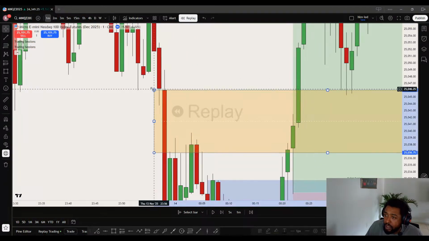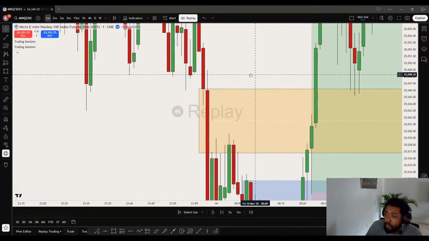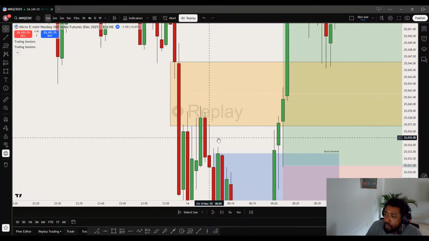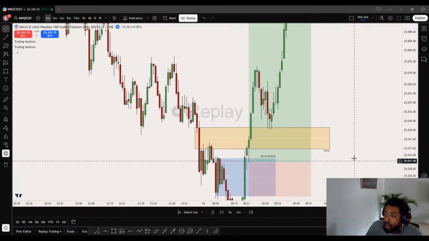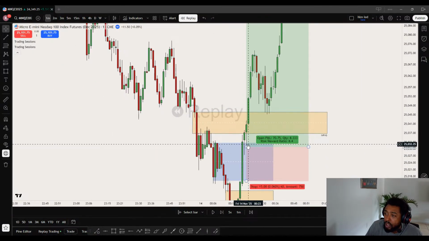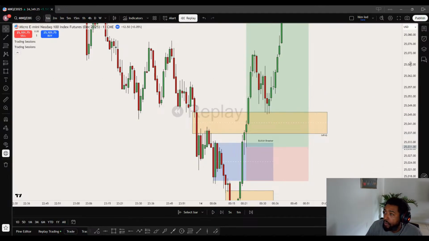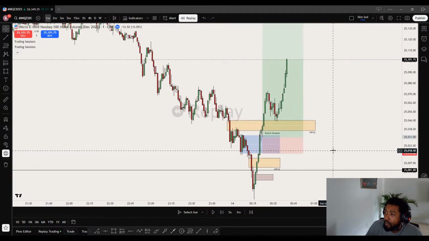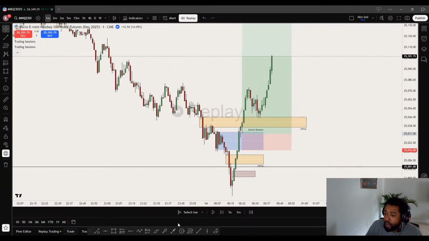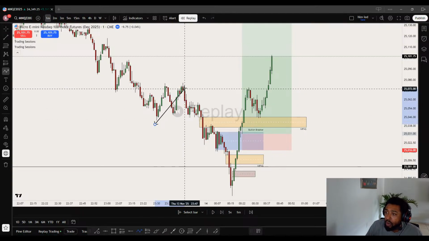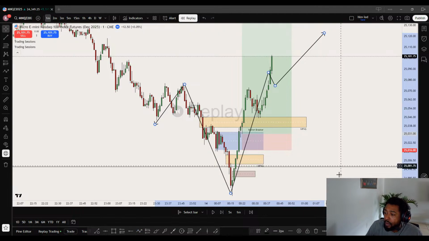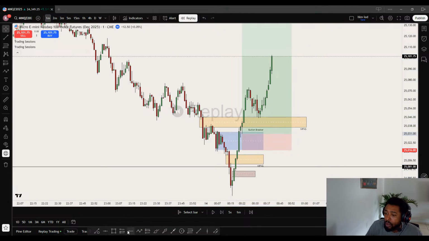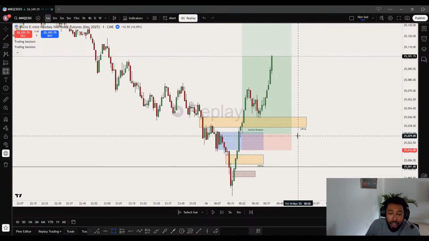You have to draw that with the fair value gap. Look how it came into it perfectly right there. So if you didn't get this entry, you could have caught this one. And then what we get, another breaker. Another low, high, lower low, higher high. Let's draw that one. I probably caught this play.